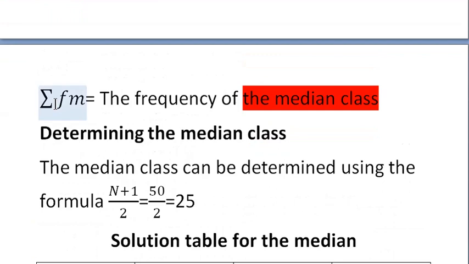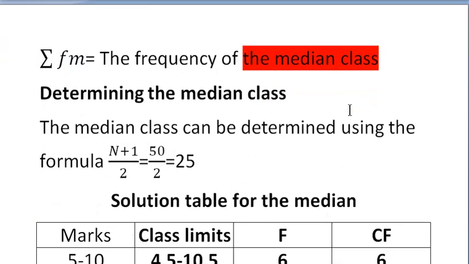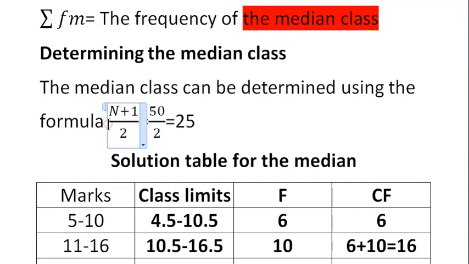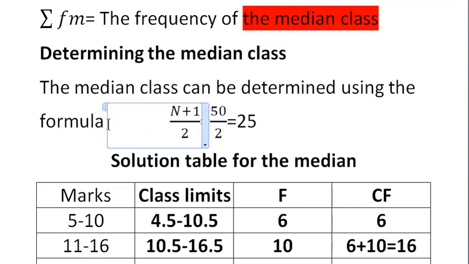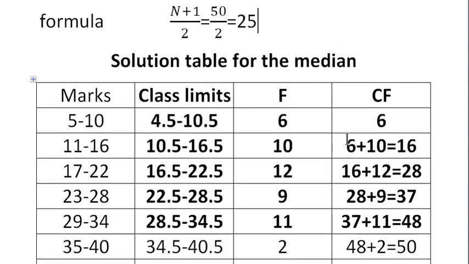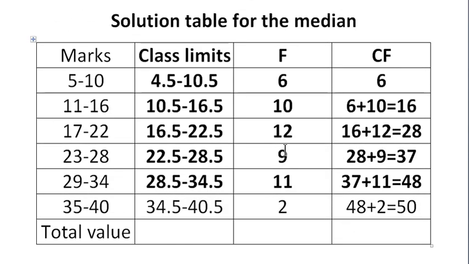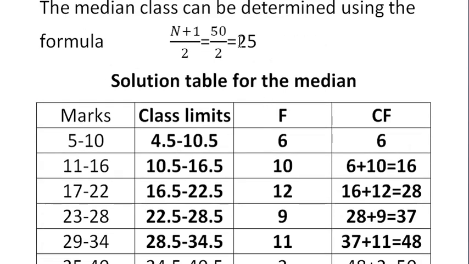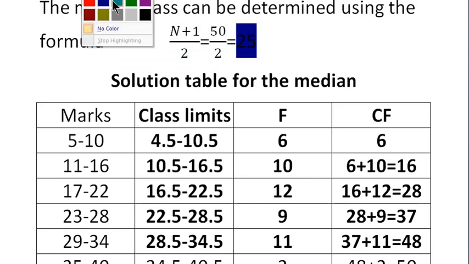Then sigma FM is the frequency of the median class. Remember that we have calculated the median class. This is our median class. Median class is 25. So we shall be tracing where the 25 lies on this table. Now I want you to look at this table very well. Look at this cumulative frequency column, this last column. Where can we trace this 25? Where can we see this value 25?